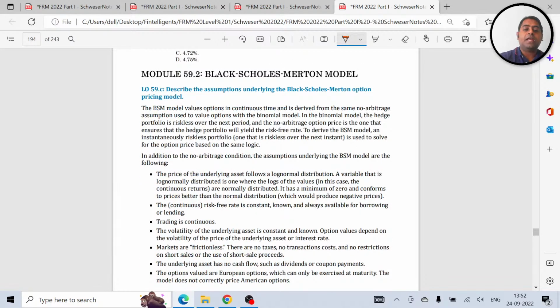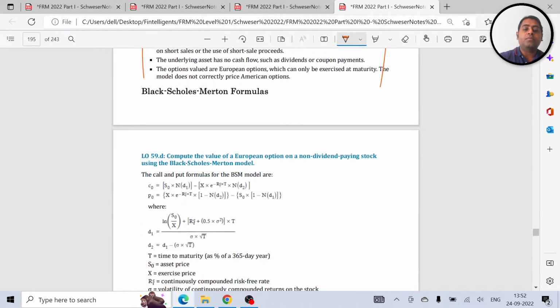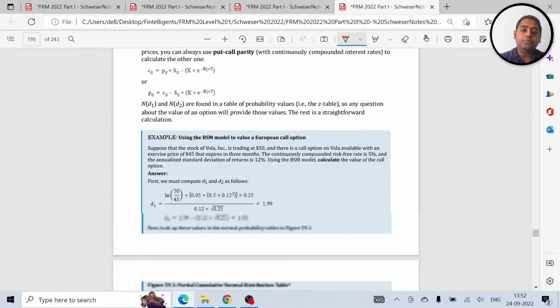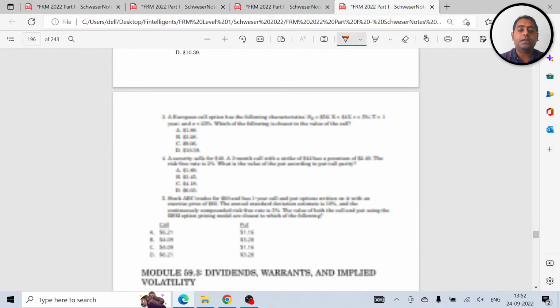Assumptions of Black-Scholes model is very, very important. Don't skip this. This is being tested in the exam. The formula for call is important. If they're not testing anywhere else in the quant part, they will come to this chapter and they might pick up a calculation of this part, the logic. Call formula is important.